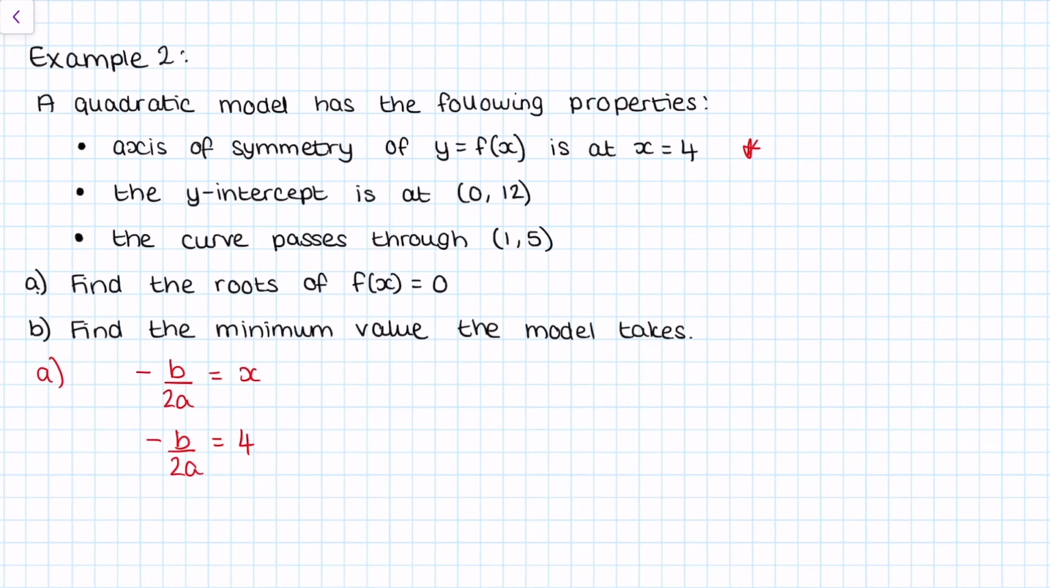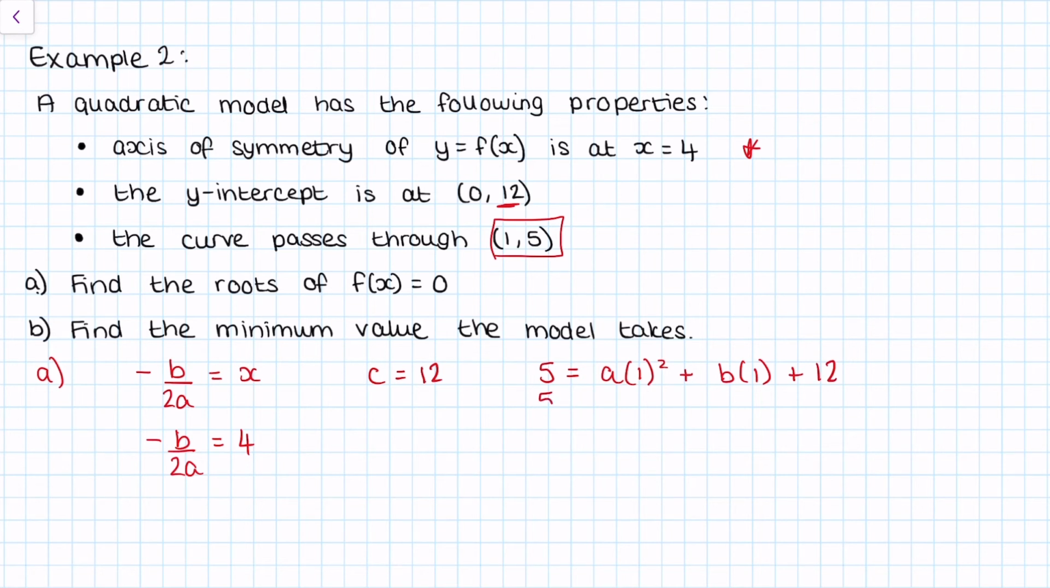Next information that we can use is the second point. The y-intercept is at (0, 12), which therefore means that c has to equal 12 because that's our y-intercept. Then we've also been given 1 point, which is (1, 5), so we can create the equation with that information. 5 equals a times 1 squared plus b times 1 plus c, which is 12.